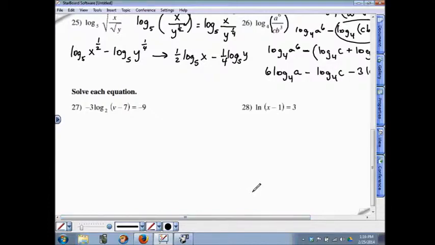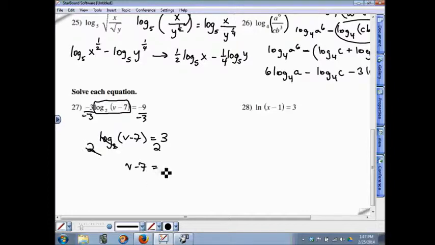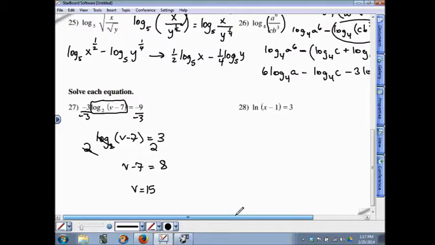Now we're getting into solving equations. For the logarithmic equation, you have to isolate the logarithmic term and then exponentiate both sides. So this is the logarithmic term of this equation. So we have to divide by -3. And we get the equation log base 2 of b minus 7 is equal to 3. Now you exponentiate using a base of 2, because our logarithm has a base of 2. So you have b minus 7 is equal to 2 to the 3rd, which is 8. Add 7 to both sides and you get b equals 15.